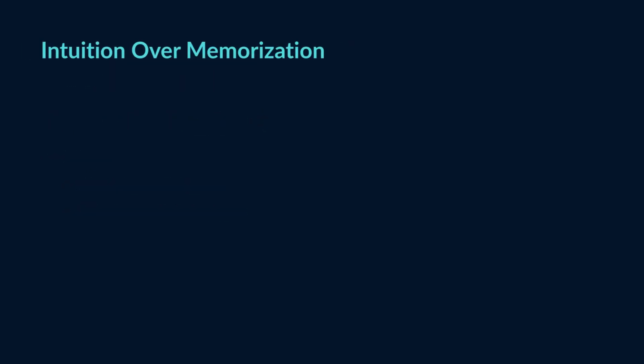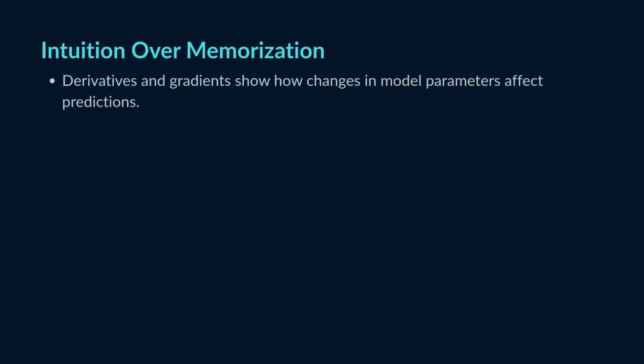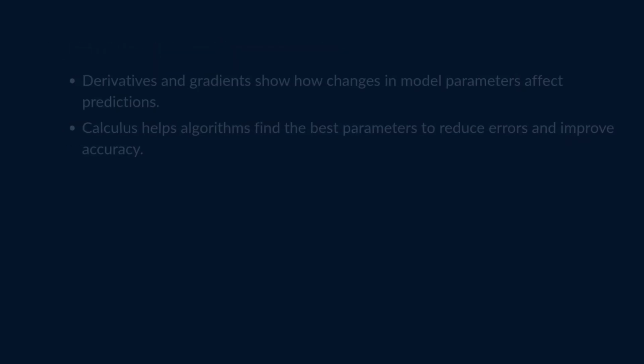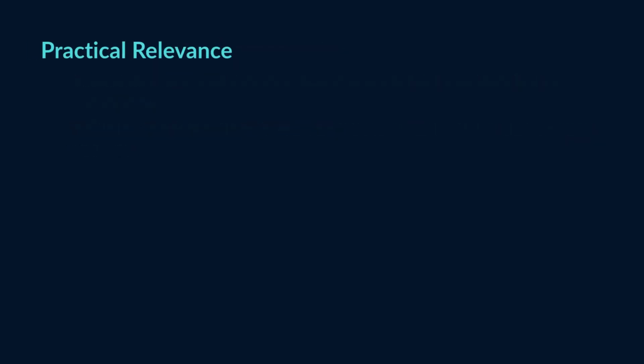While calculus can involve complex calculations, the most important takeaway for working in AI is this. Derivatives and gradients show how changes in model parameters affect predictions. Calculus helps algorithms find the best parameters to reduce errors and improve accuracy. Even if you don't calculate derivatives by hand, understanding these concepts helps you follow how AI models learn and why certain techniques work. Practical relevance.